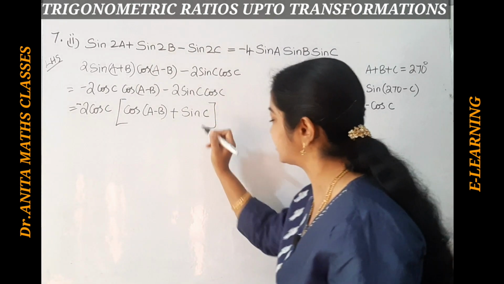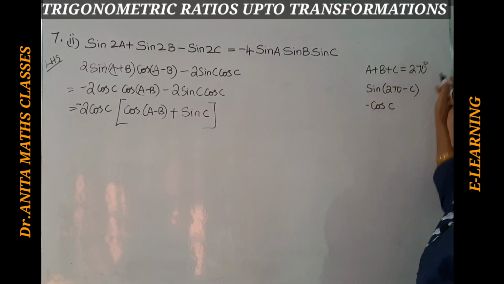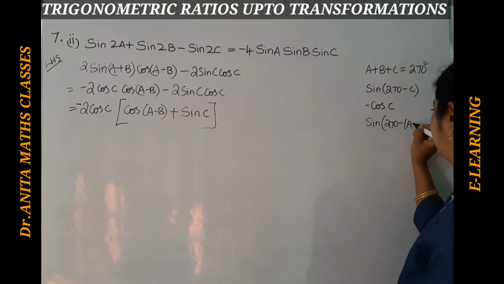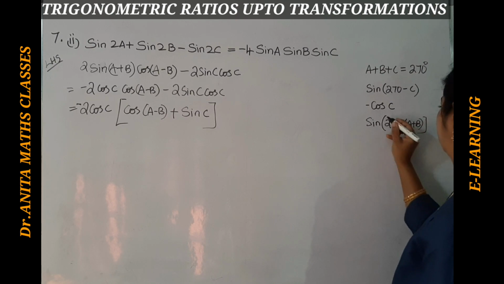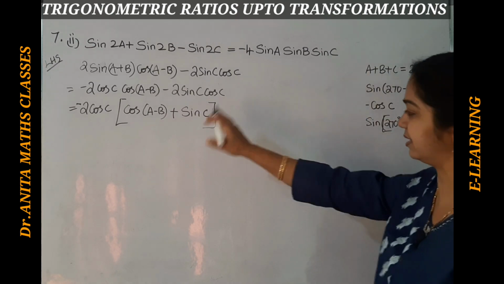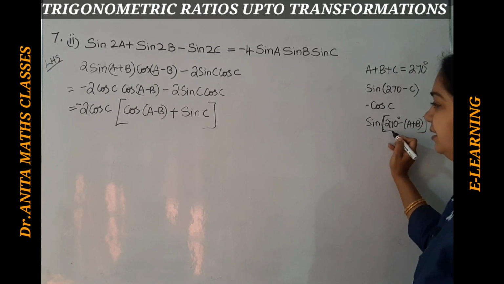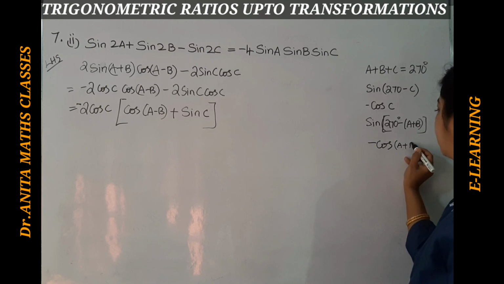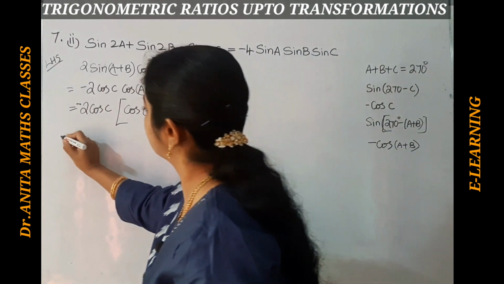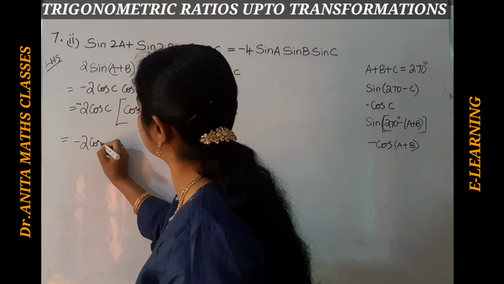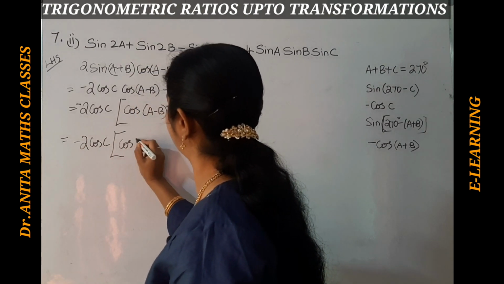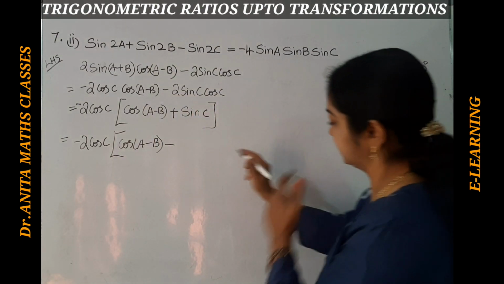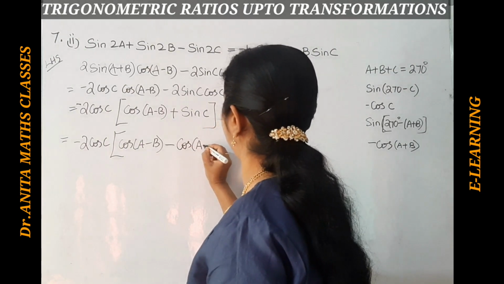Again sine C we will transform it as sine of 270 minus A plus B. So we will do this everything in the rough part and directly write here. So sine 270 here is cos and minus cos A plus B, this becomes, because in the third quadrant. So this is minus 2 cos C cos of A minus B plus, so here this is minus cos A plus B.